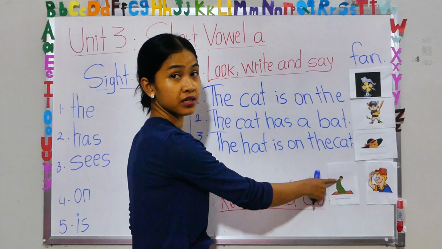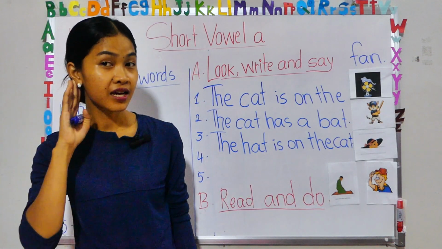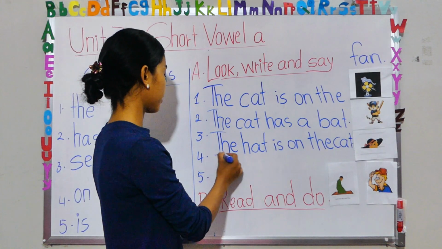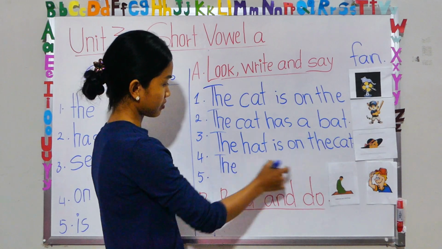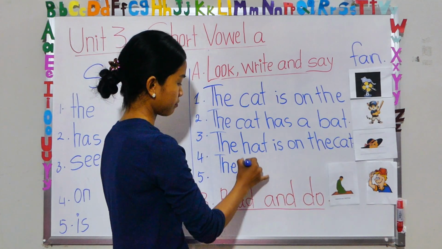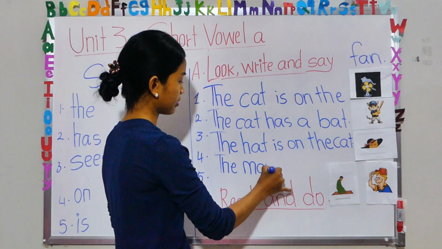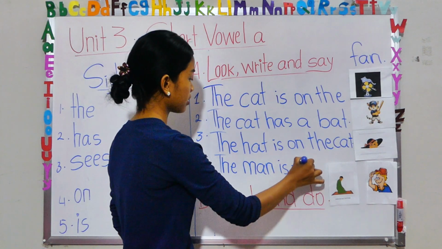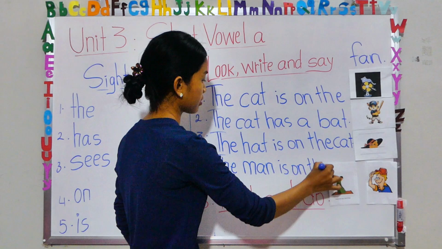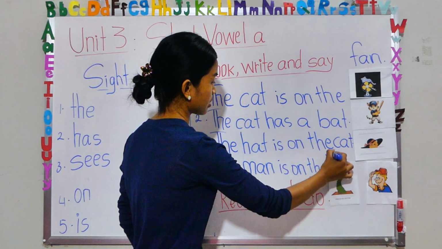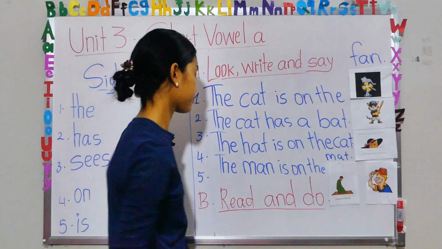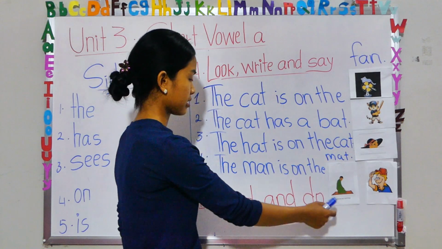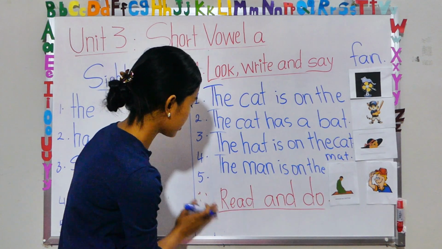What do you see? What do you see? A man is on the mat. This is the man. And the man is on the mat. The man is on the mat.